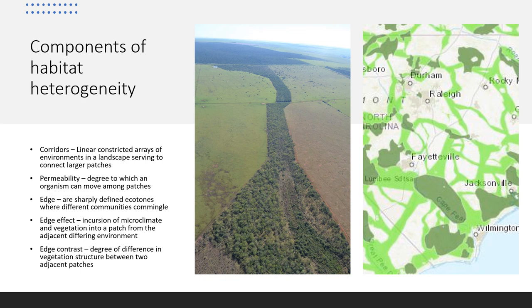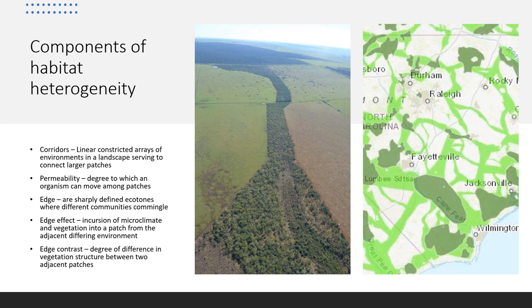This corridor is actually influencing the permeability of this landscape. So you can imagine, let's say panthers, for instance. This is one that's close to home, where we've actually established a really awesome corridor in the state of Florida to influence the permeability of the landscape so that we can connect these larger patches.